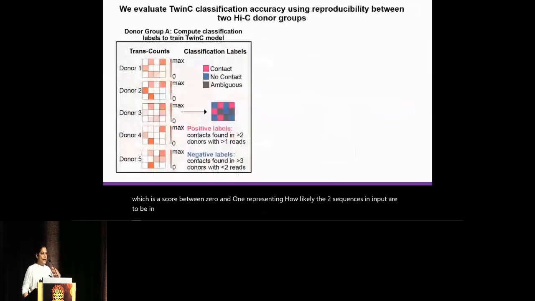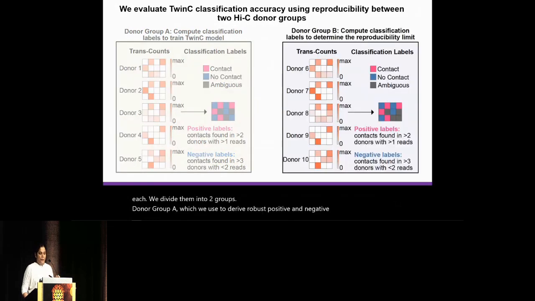So to get labels for TwinC, we have 10 donors in heart left and right ventricles each. We divide them into two groups. Donor group A, which we use to derive robust positive and negative labels for training. And then donor group B, which we use to get an upper limit of reproducibility given the sparsity and other technical limitations that exist in this data.